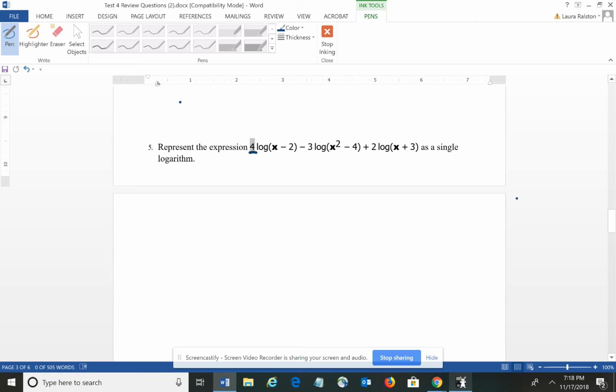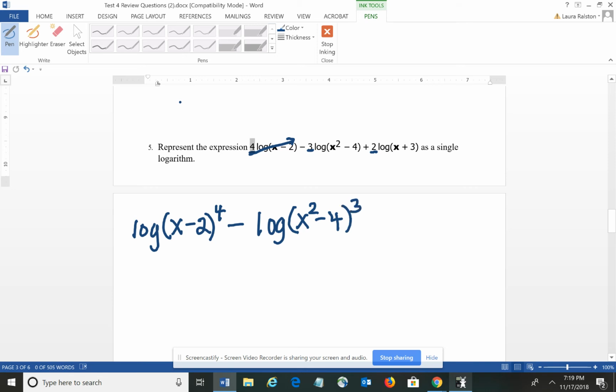And the first thing that jumps out at me in this problem is that you have these numbers in front of each log. And if I remember my rules right, that number out front should become the exponent. So if I rewrite it, I'm going to have log of x minus 2 to the 4th minus log of x squared minus 4 to the 3rd plus log of x plus 3 squared.